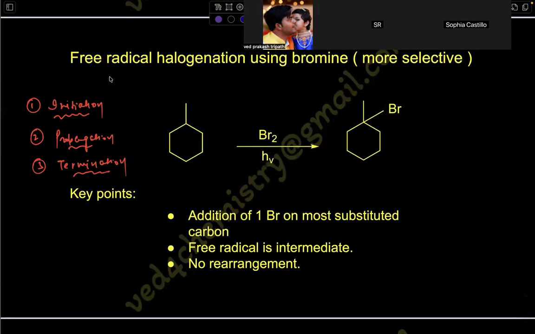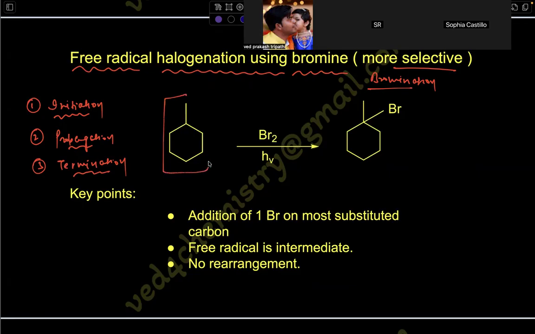Let's start the first, free radical halogenation using bromine. Free radical halogenation. So this is also called bromination, and it is a selective one. Selective means it would give you the most stable radical, and then bromine is going to add over the most stable radical. For example, we have this compound.